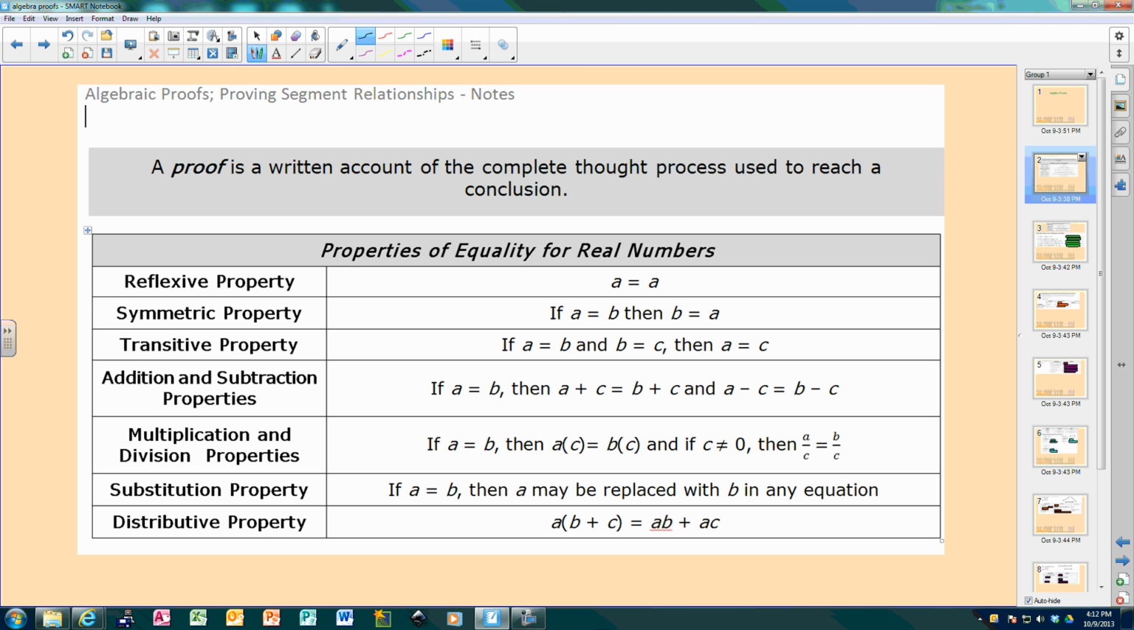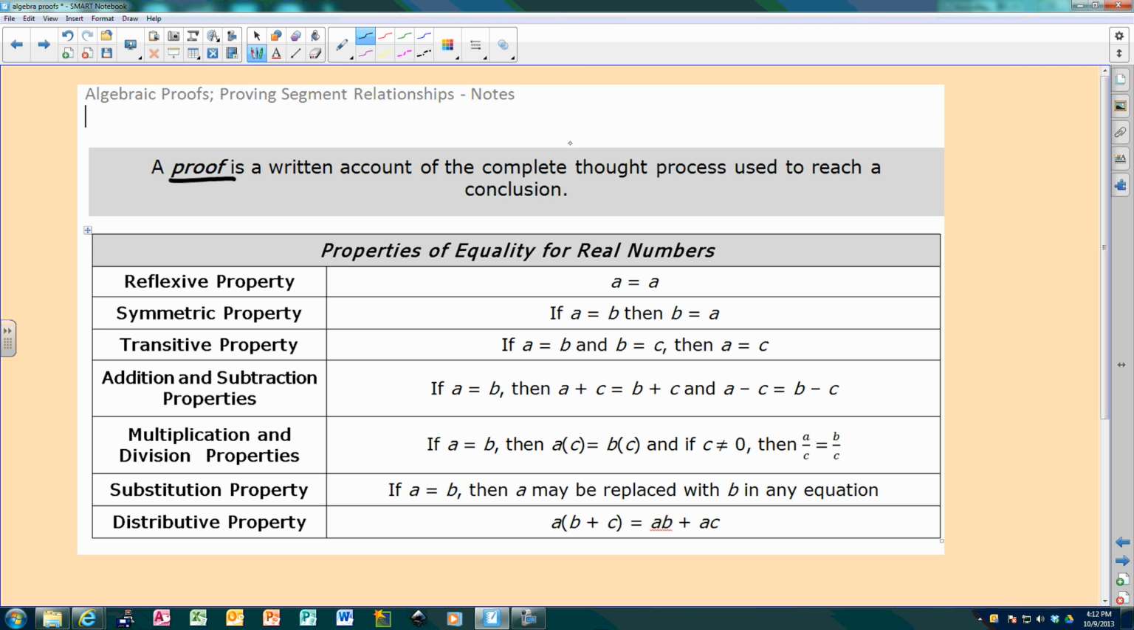A proof is a written account of the complete thought process used to reach a conclusion. These are some of the properties of equality for real numbers. Reflexive: A equals A. In other words, it's equal to itself. The symmetric property: if A equals B, then flip it, B equals A. Then there's the transitive property: if A equals B and B equals C, then A equals C. And I always look at it like this: A equals B, B equals C.